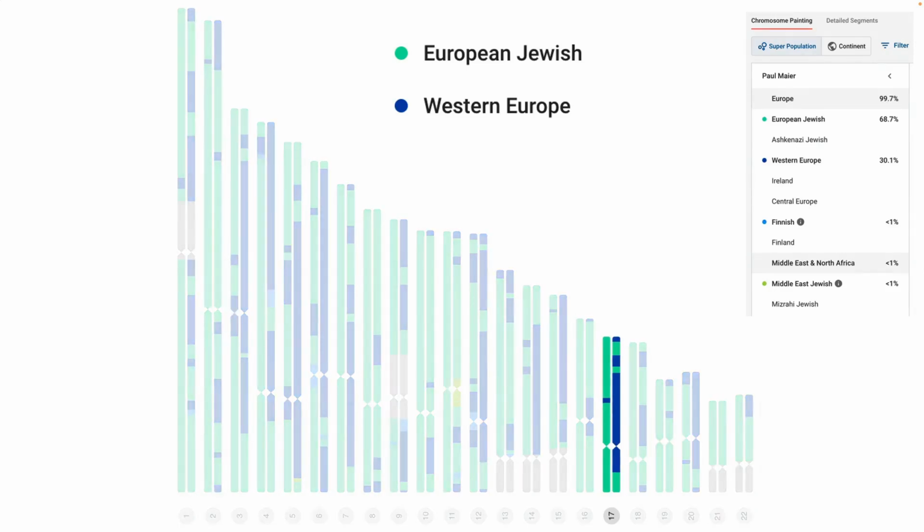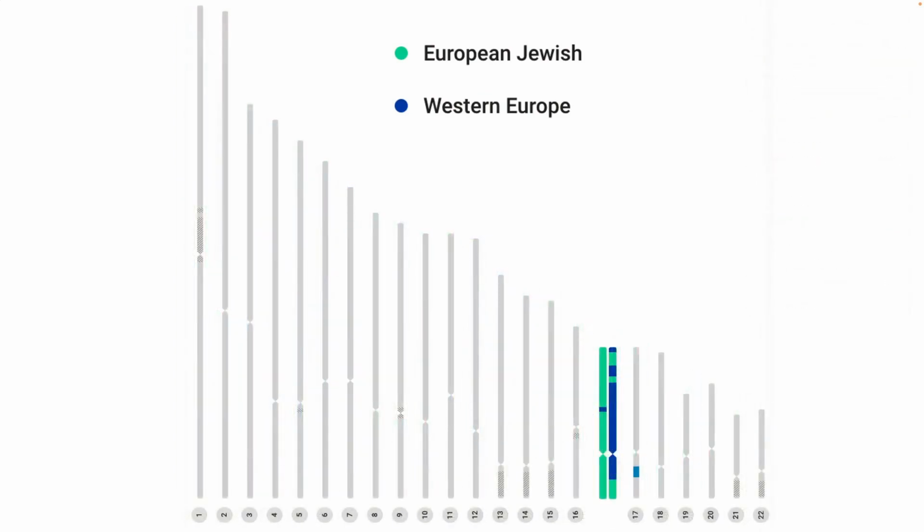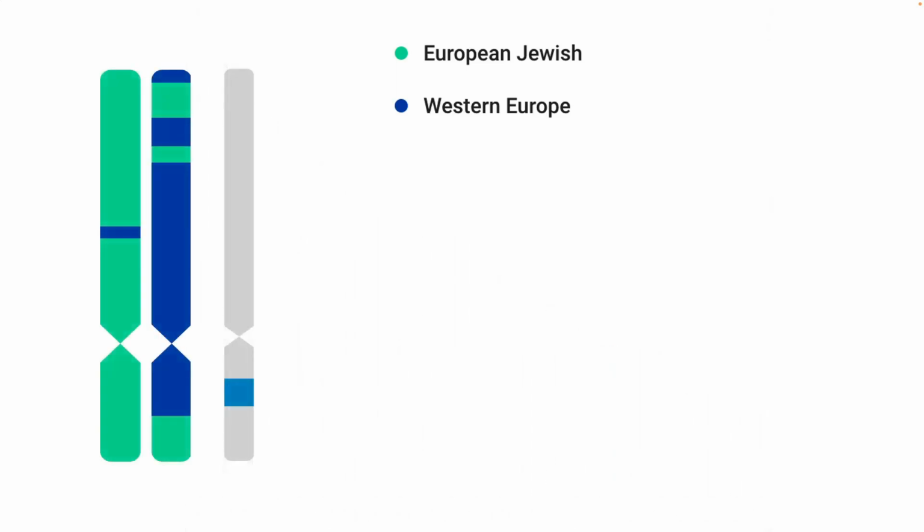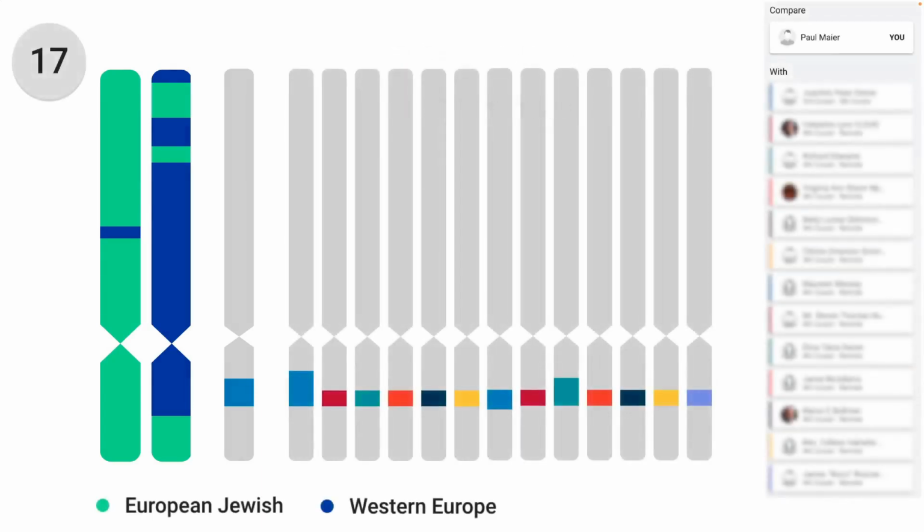So if we highlight chromosome 17, where I match my 4th cousin, we can put that next to the chromosome painting and look at them side by side. And lo and behold, if you look at the Western European coverage, it overlaps with the segment that my 4th cousin and I share. So this is consistent with us being a connection on the non-Jewish line in my tree. So that's good. No contradictions there.